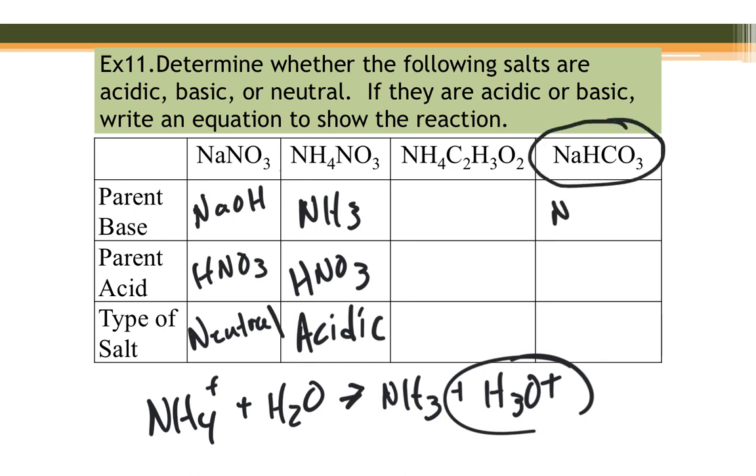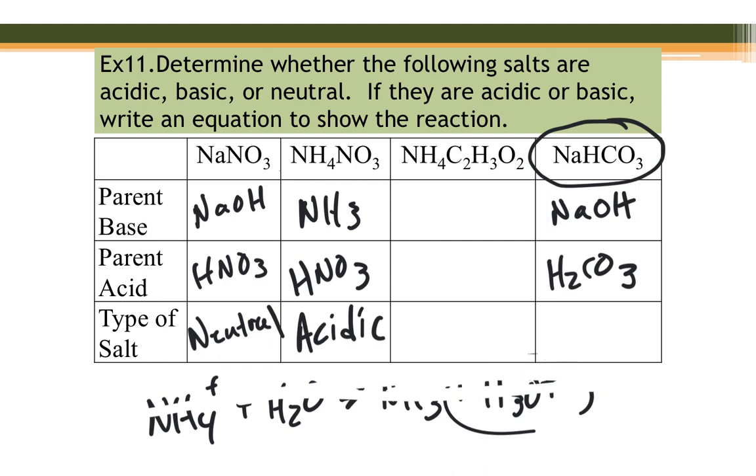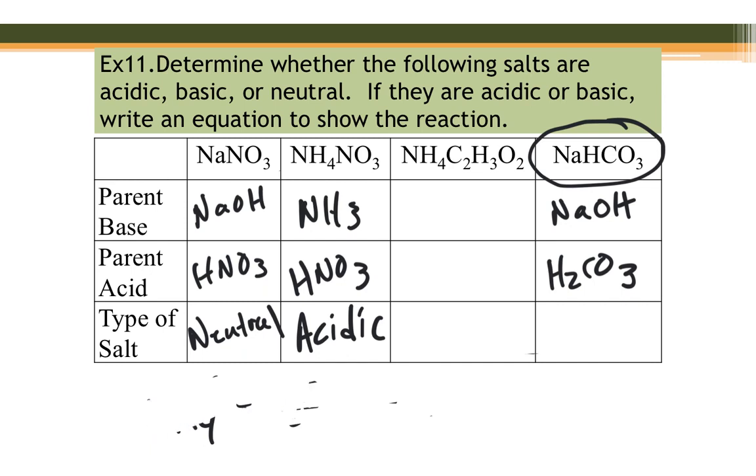So this one, the parent base is sodium hydroxide, which is a strong base. And the parent acid is going to be H2CO3, carbonic acid, which is a weak acid. And so I've got a strong base and a weak acid. That means the strong one's going to win. So in quick identification only, I could say, okay, this is a basic salt.